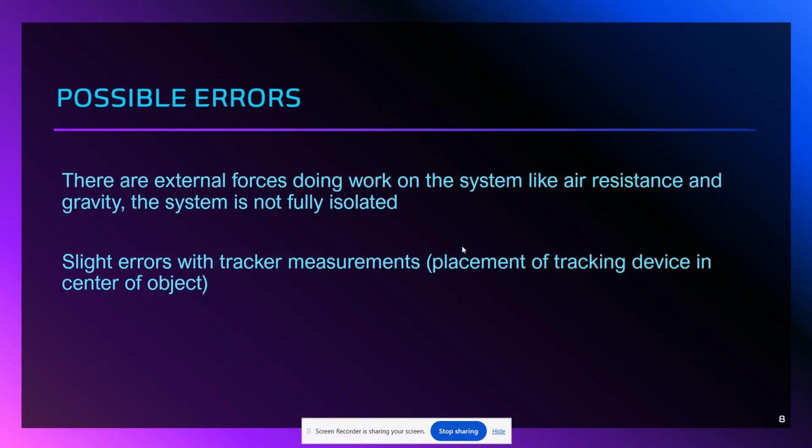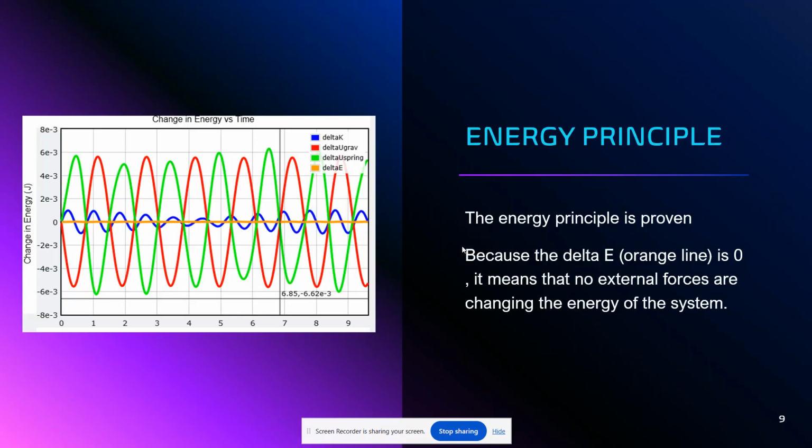Some possible errors in this experiment were that there are external forces doing work on the system, like air resistance and gravity, that we did not account for. The system is not fully isolated, which could cause slight deviations in data. There could be slight errors with the Tracker measurements because I might not have always put the tracker in the middle of the objects, which could again cause slight deviations in the data. But overall, the outcome of the experiment would remain the same.